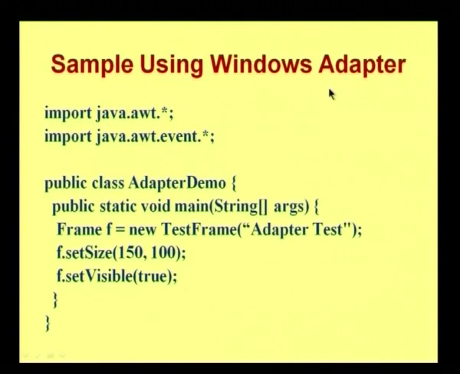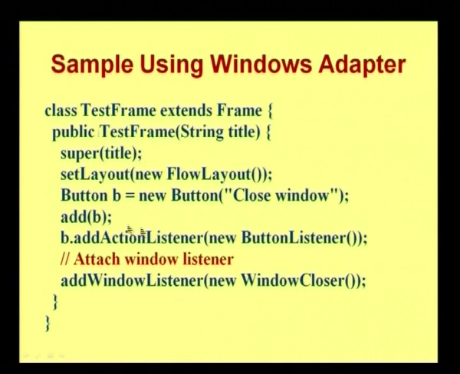So, here is a sample for using an adapter. You can see here we have the frame, and the same program that we saw earlier, with a button. In the previous session we saw that we were only implementing the action listener. Here I am also making my window listen, so I am adding a window listener. This addWindowListener is available in the frame, as I told you. Frame is a container and is of type window, so frame is a derived class of window.